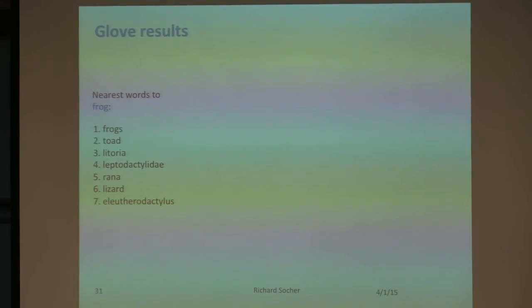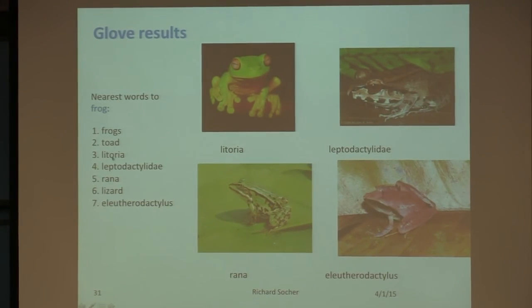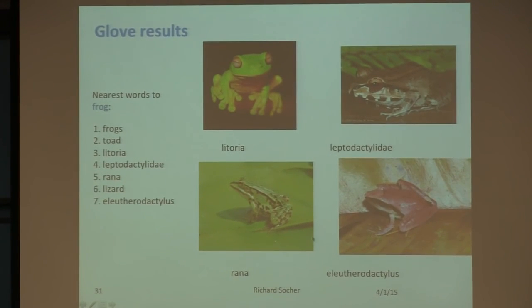So here are some interesting results. If you look at the nearest neighbors of the word frog, the nearest neighbor is frogs, the plural, and then you get toad, litoria, and so on, all the way up to some really rare Latin words for some pretty rare frog species. So this model learned that all these things are very, very similar and could be used in similar contexts.